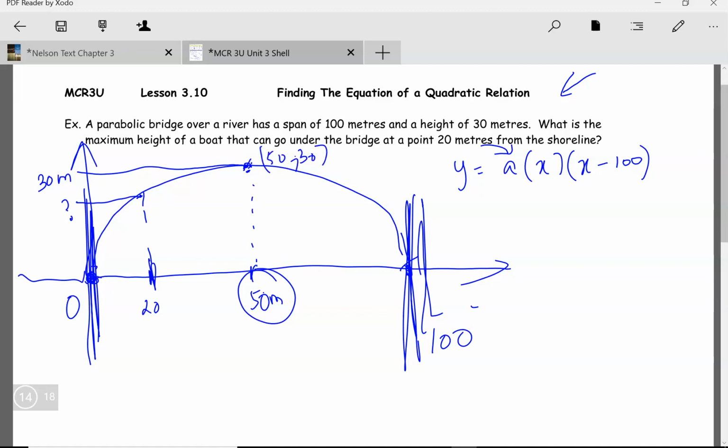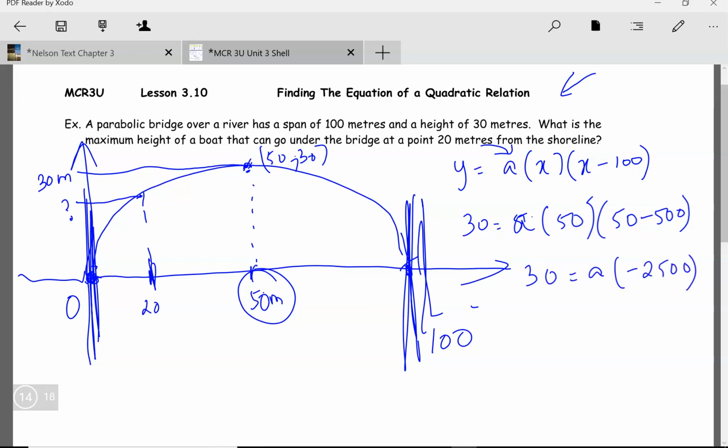I have given two symmetrical points, so I figured out my axis of symmetry, which is the x-coordinate of the vertex. So I'm going to substitute that value in. 30 equals a times 50 times 50 minus 100. 30 equals a times 50 times negative 50, which is negative 2,500, I think, 50 times 50, yeah. A equals negative 3 over 250.